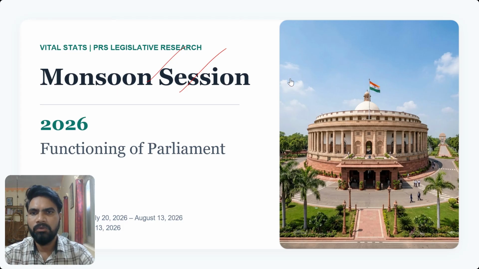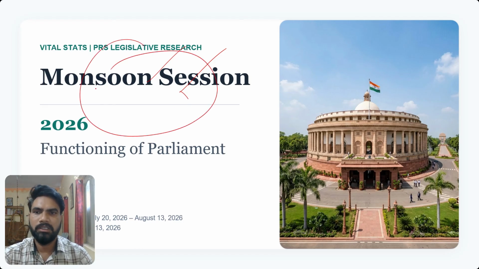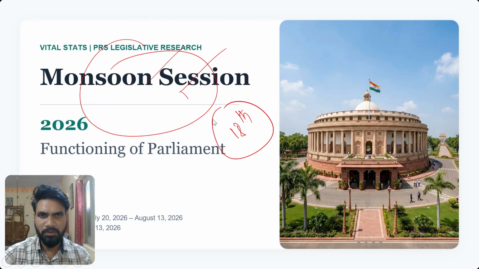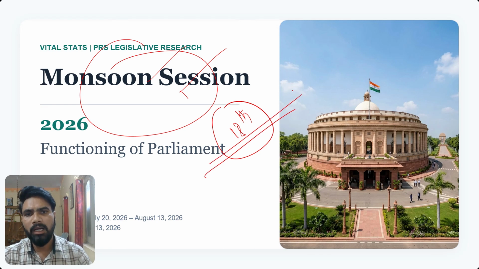Right. So we will see the working of the monsoon session, the latest session that has ended. Remember, the Lok Sabha that is there right now is the 18th Lok Sabha. There is no such tenure for Rajya Sabha. That is the differentiation. Rajya Sabha is a permanent body. Only members' tenures will be over and new members will be elected. But Lok Sabha has tenures, and now the 18th Lok Sabha is there.